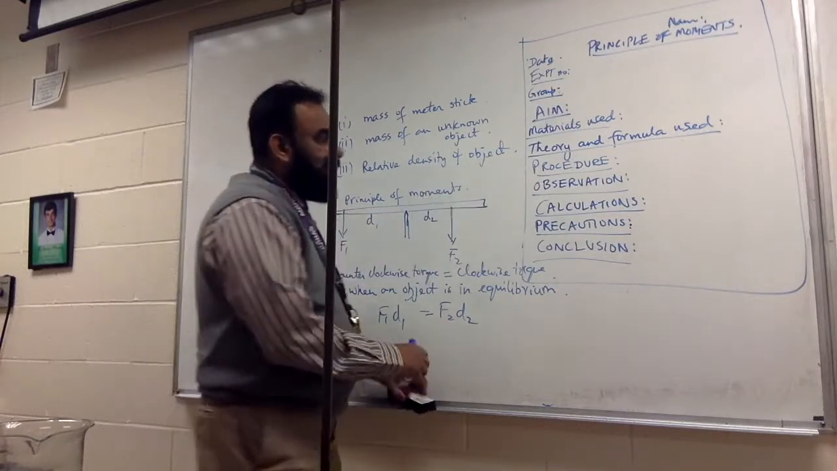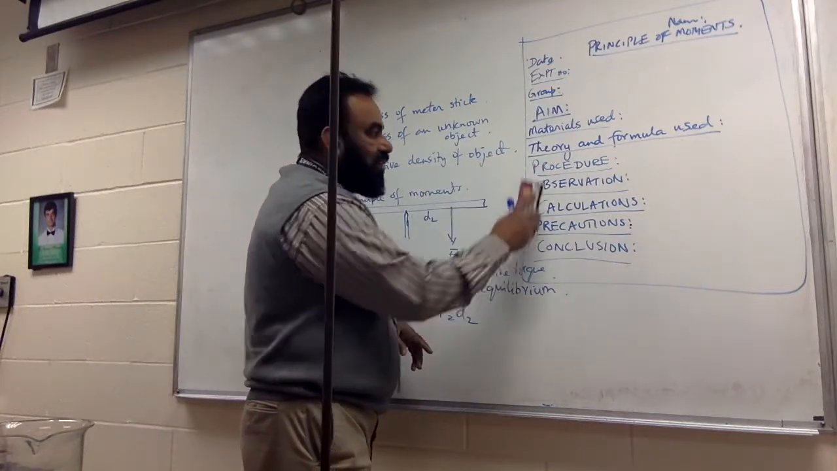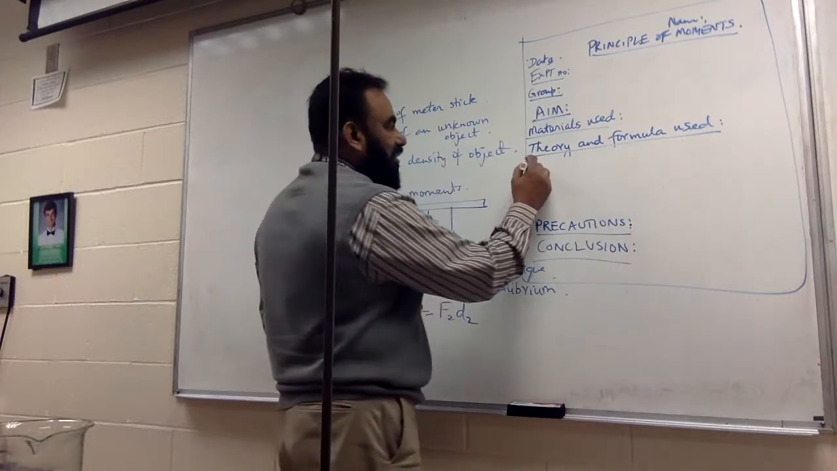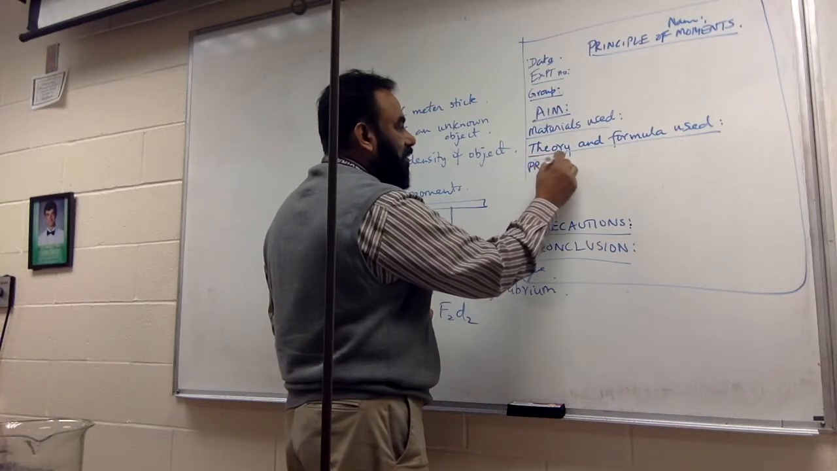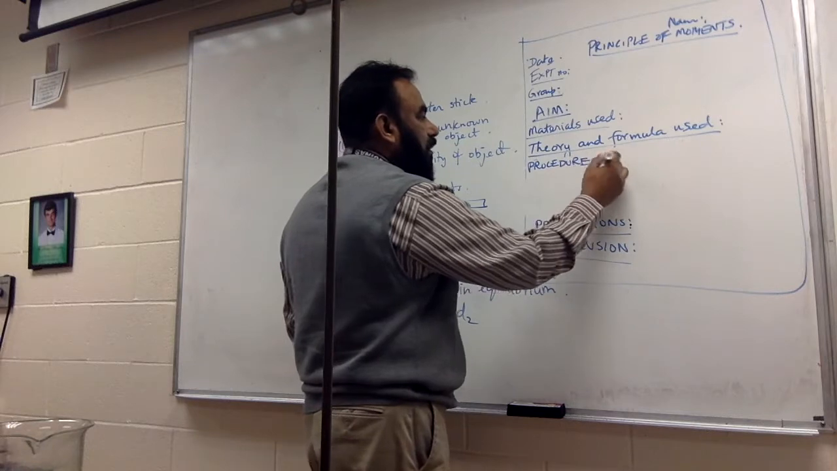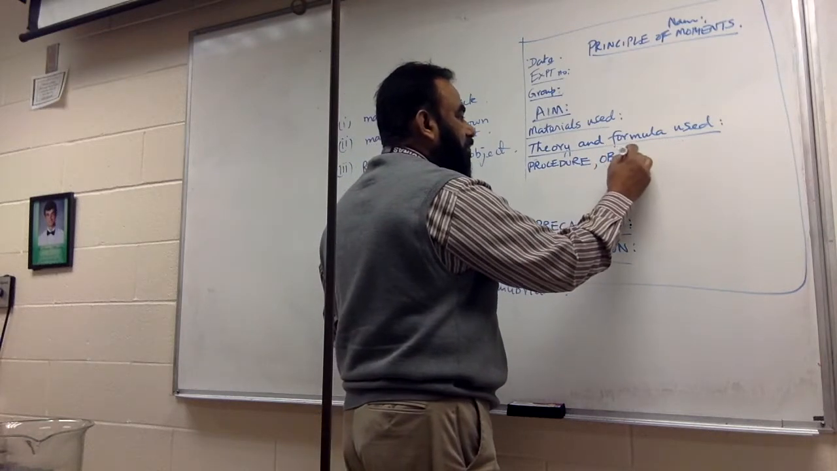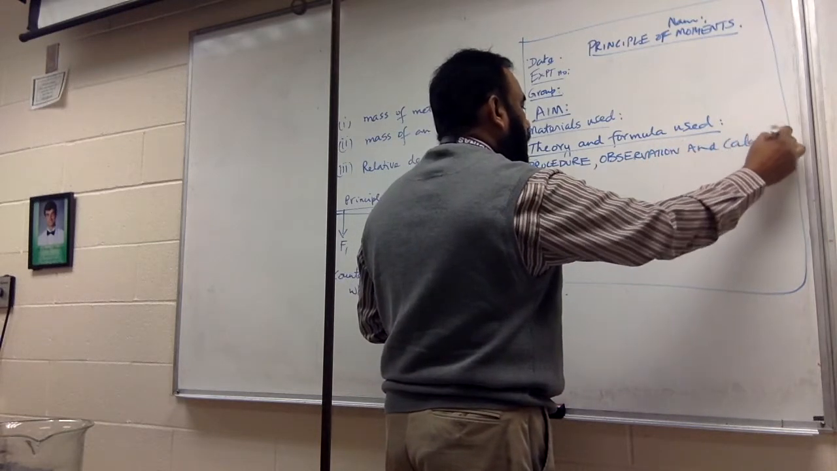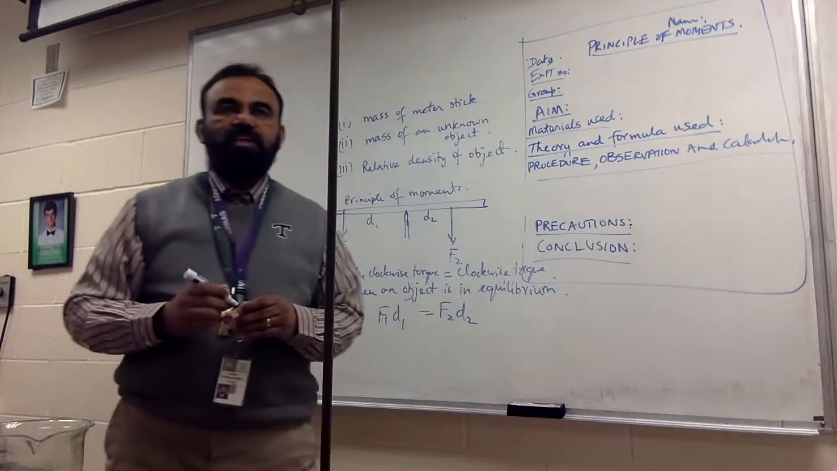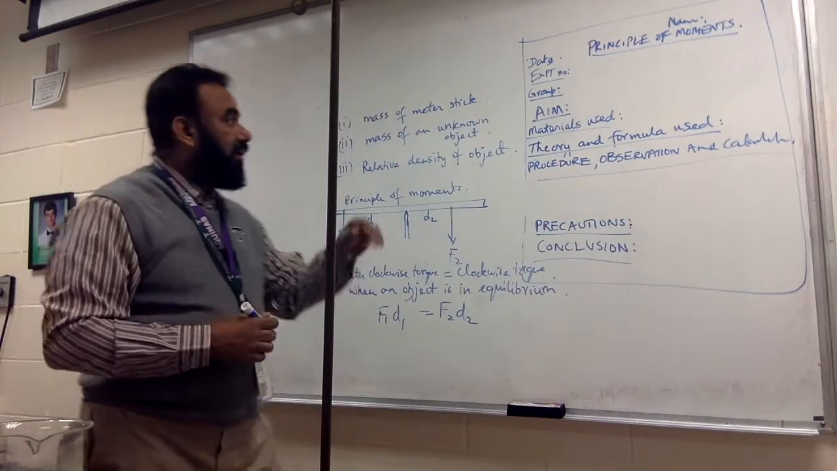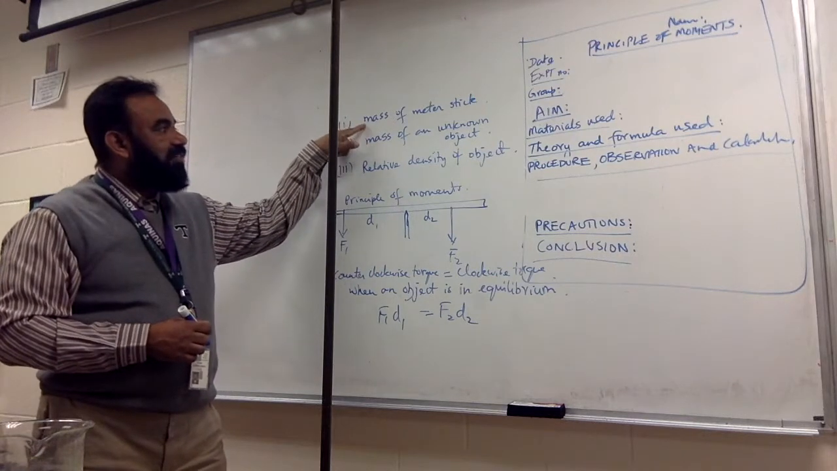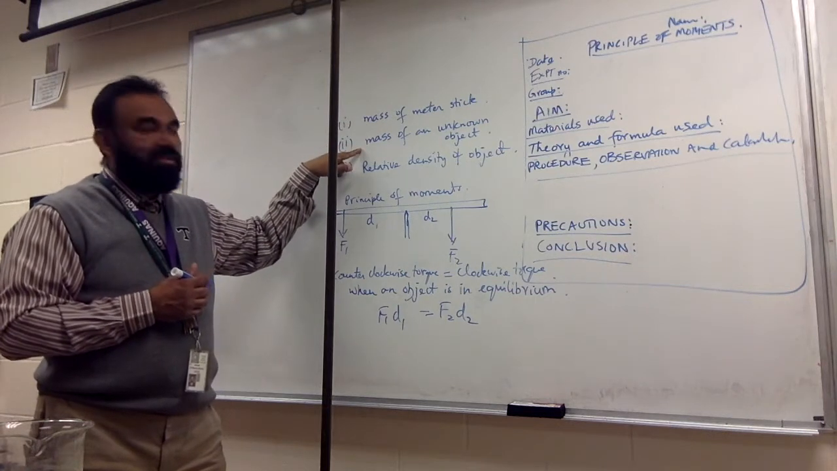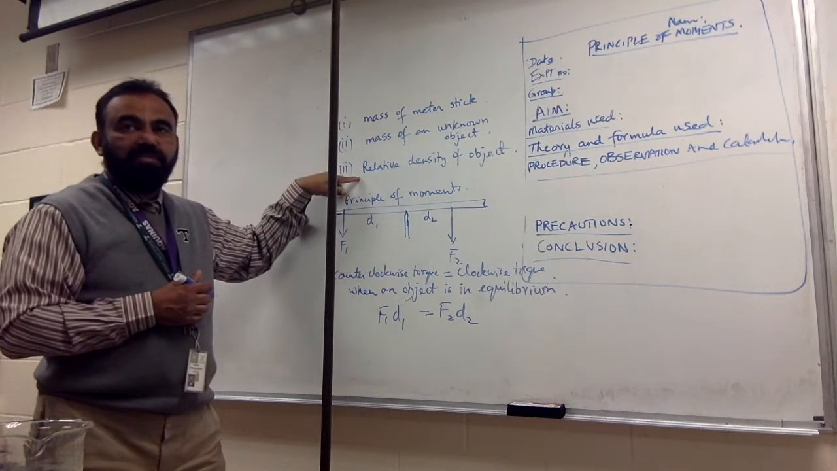This experiment, we have a little difference here. For this experiment, procedure, observation, and calculations are all going to be written together, because the experiment is such that you can write procedure, observation, and calculations all together, because there are different procedures. Look at this. There are different procedures. You're going to find the mass of the meter stick. You're going to find the mass of an unknown object. And you're going to find the relative density of the object. So they're all different procedures.